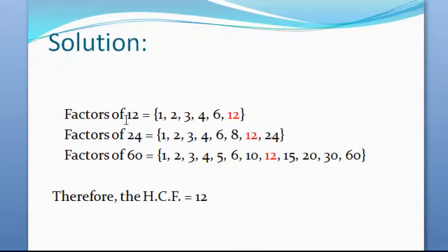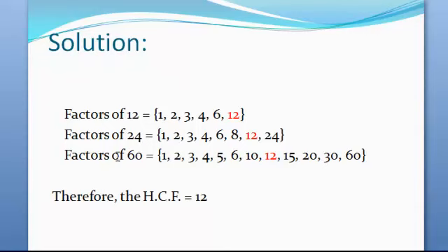So right here we have the factors of 12, and we write the factors of 12 is equal to 1, 2, 3, 4, 6, and 12. So all these numbers can be divided into 12 without leaving a remainder. And we'll do the same thing for 24. We'll list all the factors of 24, which are 1, 2, 3, 4, 6, 8, 12, and 24.